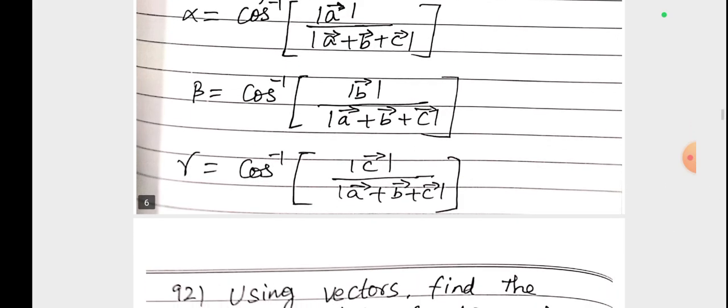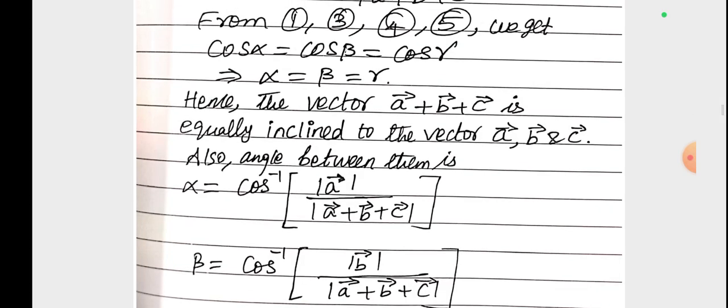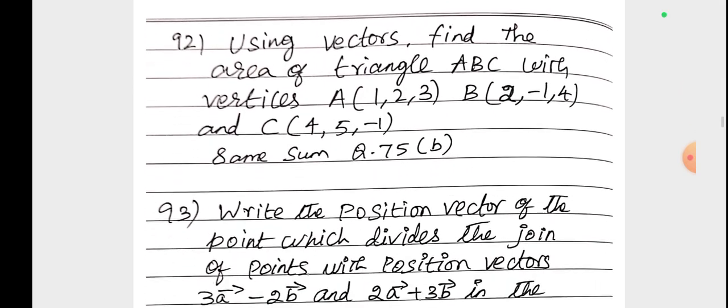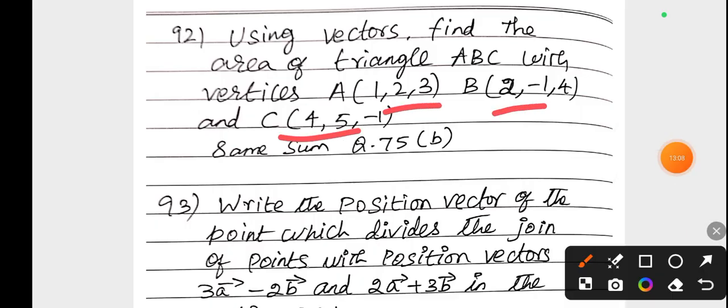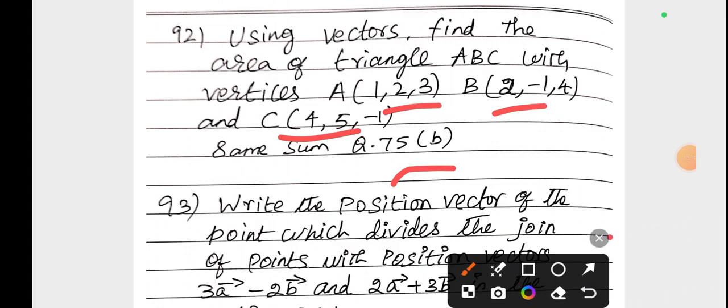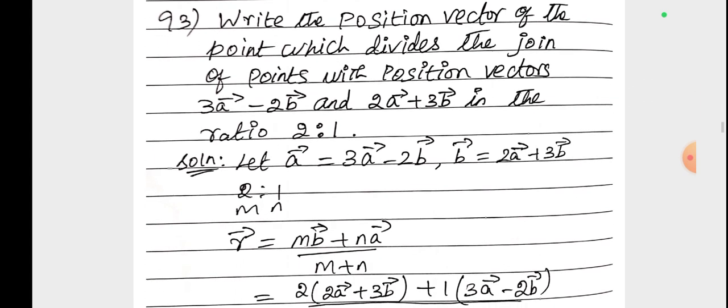So alpha, beta, gamma. Sir, why are you finding this now? They have asked for the angles. Then the 92nd question is literally the same question. They are asking to find the area of a triangle ABC with given vertices. This question we have already done in the video. You just cross-check it, and in 75B we have done the same question. Nice, no? So go with the 93rd question.